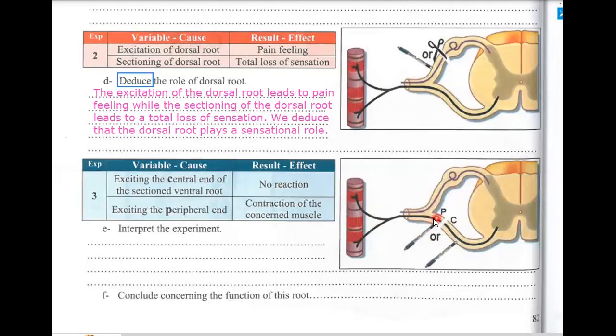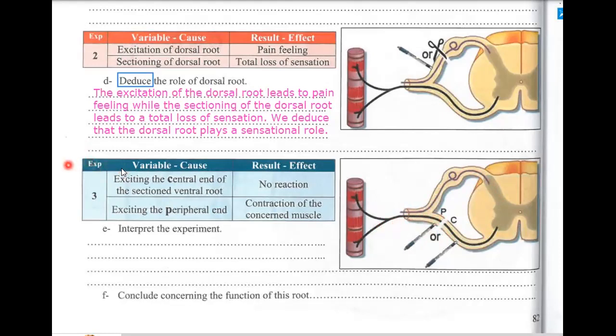When we excite this side, the muscle contracts. If we excite this part of the cut ventral root, nothing happens. The message does not move like this and then back to the connected muscle. But when we excite this part of the nerve, the muscle contracts. This shows the message cannot move from this side. It only moves in this direction.